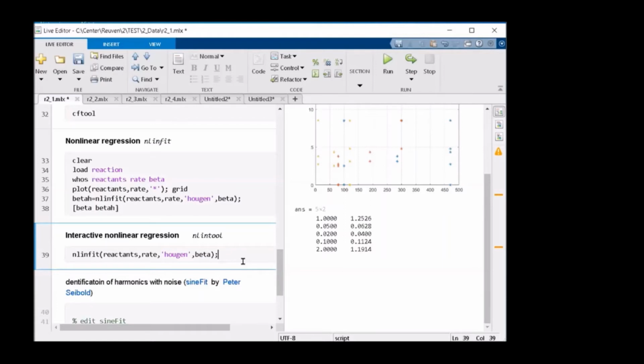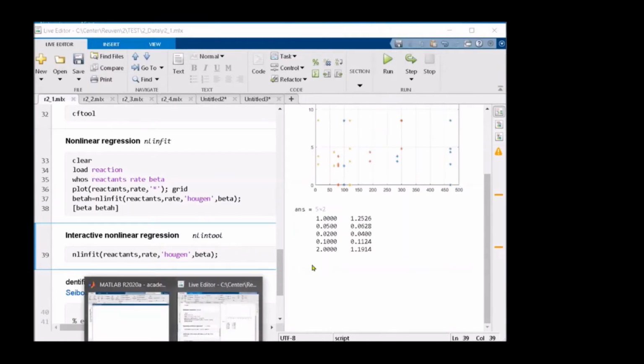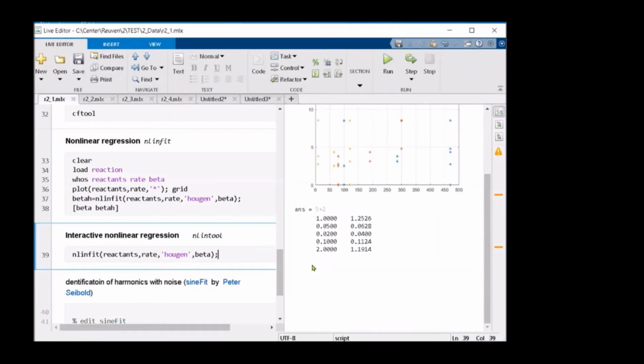Now, let's try this nonlinear fitting. And y, it should be reactants. Let me check.